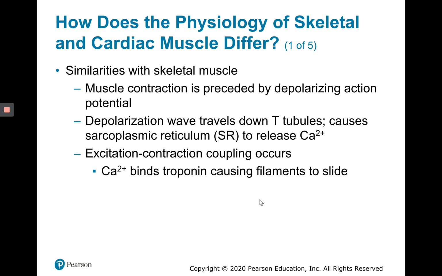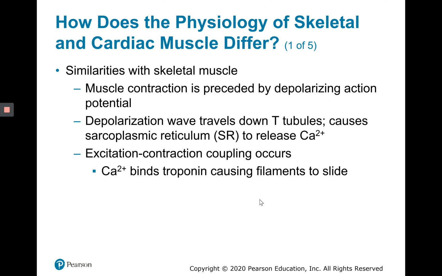So let's continue on and compare skeletal and cardiac muscle. There are some similarities that cardiac muscle has with skeletal muscle, and that is that muscle contraction is preceded by a depolarizing action potential. So an action potential is going to occur before we get that muscle cell contraction, and the depolarization wave does get from the sarcolemma of the cardiac muscle cell into the cell via the T-tubule.